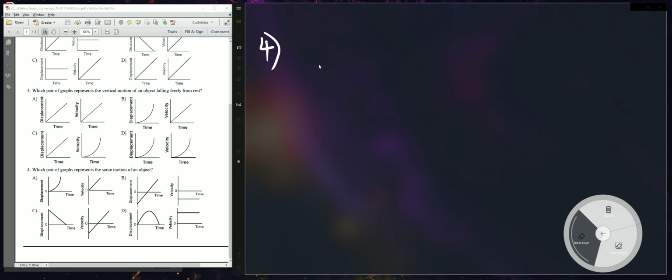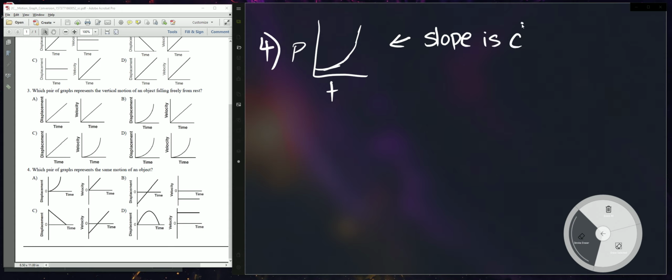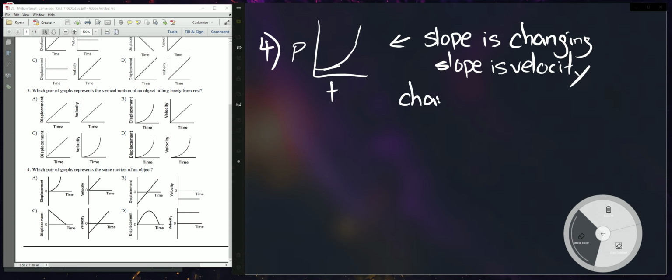We discussed this. If you have a curved line on a PT graph, you know your slope is changing. And if you know that your slope is velocity, that must mean that you have a changing velocity.